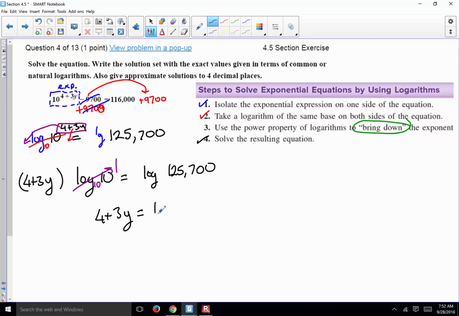Alright, we're almost there. I need to now get rid of this 4 and divide both sides by 3. And we're all set.